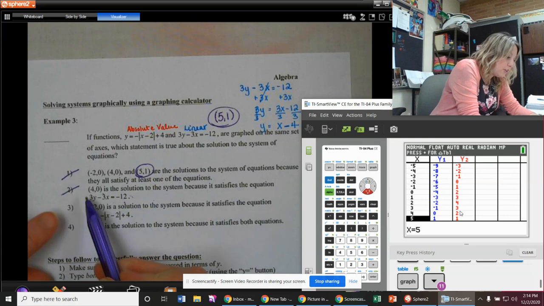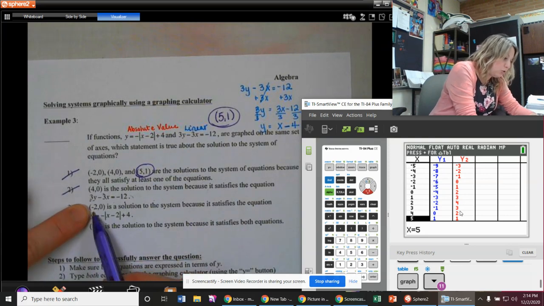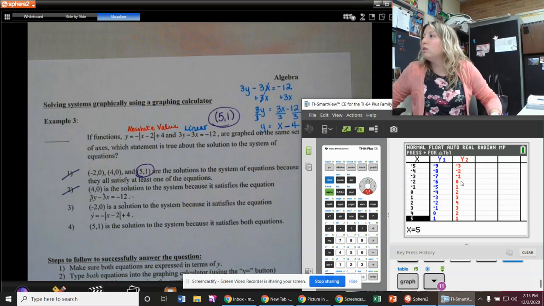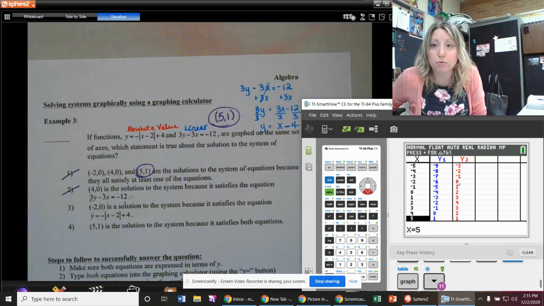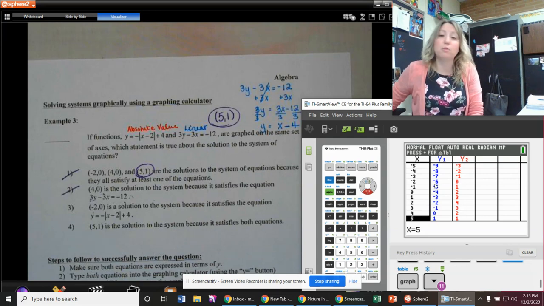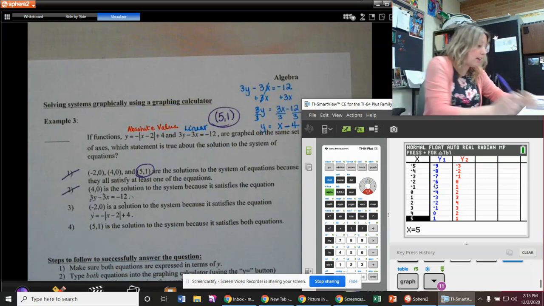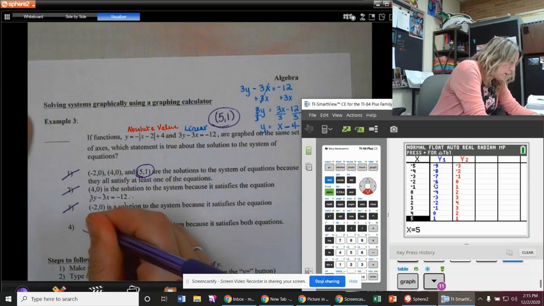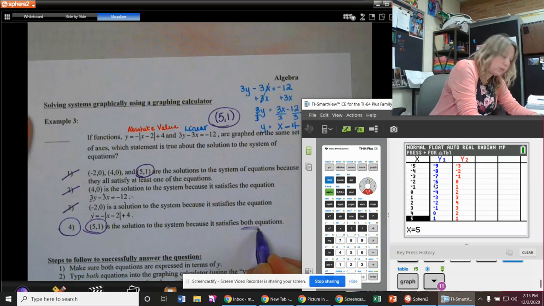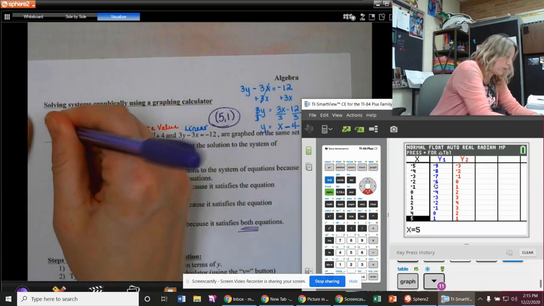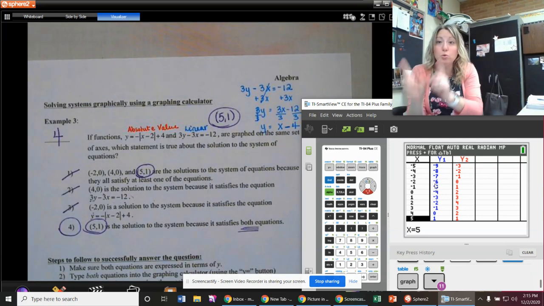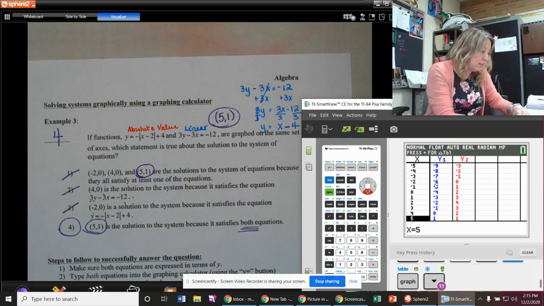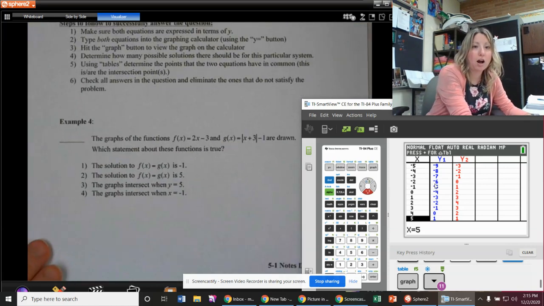So I'm assuming this one does the same, and it does. Look, negative 2, 0 is a solution to the system. Look, negative 2, 0 does satisfy the red absolute value, but it does not satisfy the blue line. So because of that, it cannot be an answer. The answer has to satisfy both, and that's why number 4 is correct, because it satisfies both. So choice 4. Okay? So using that as your basis, why don't you try example 4 on your own?